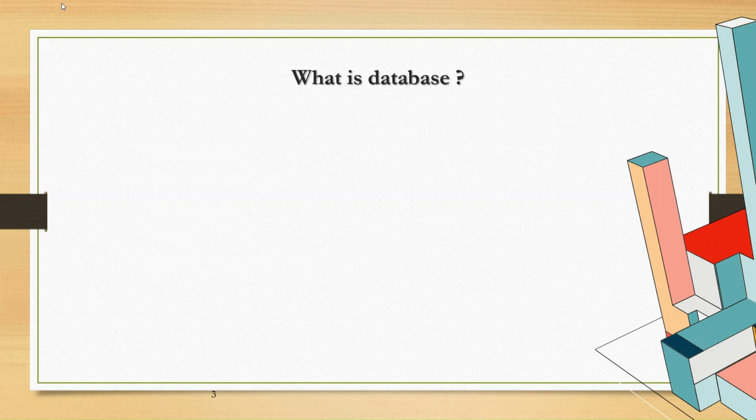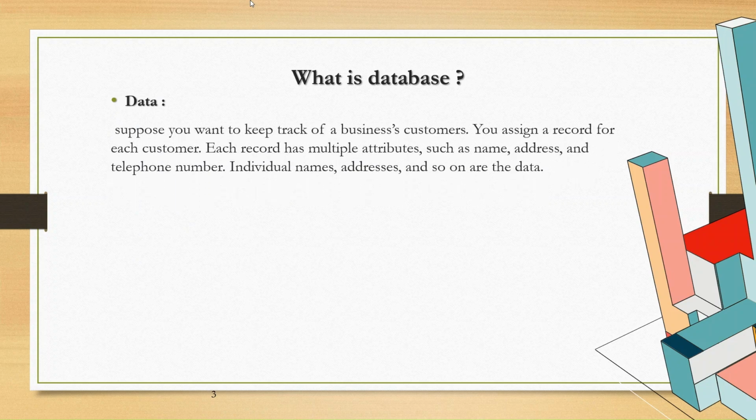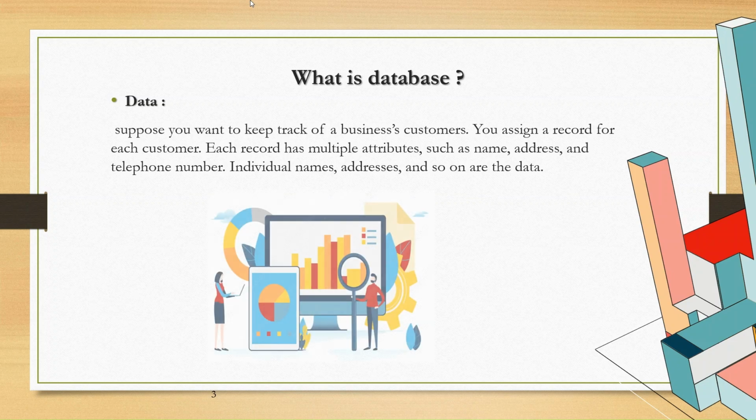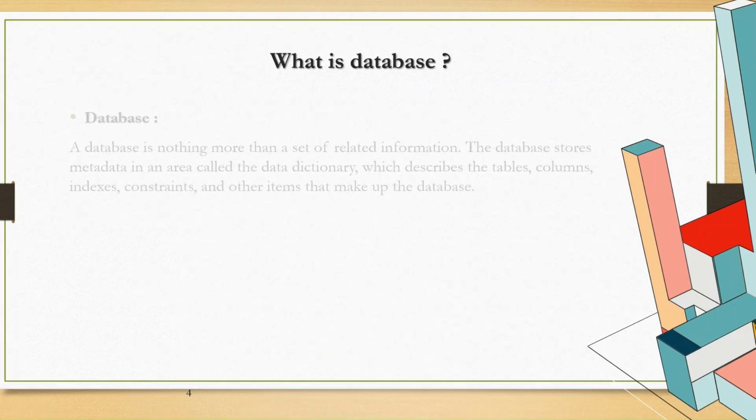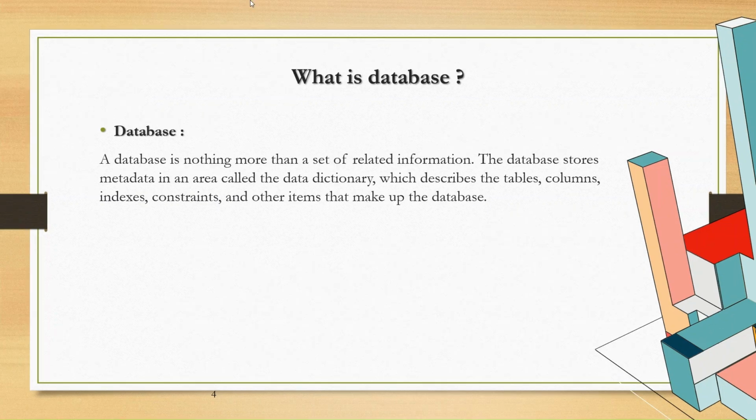What is a database? Firstly, we will discuss what is data. Suppose you want to keep track of a business's customers. You assign a record for each customer. Each record has multiple attributes such as name, address and telephone number. Individual names, addresses and so on are the data. Database: a database is nothing more than a set of related information.